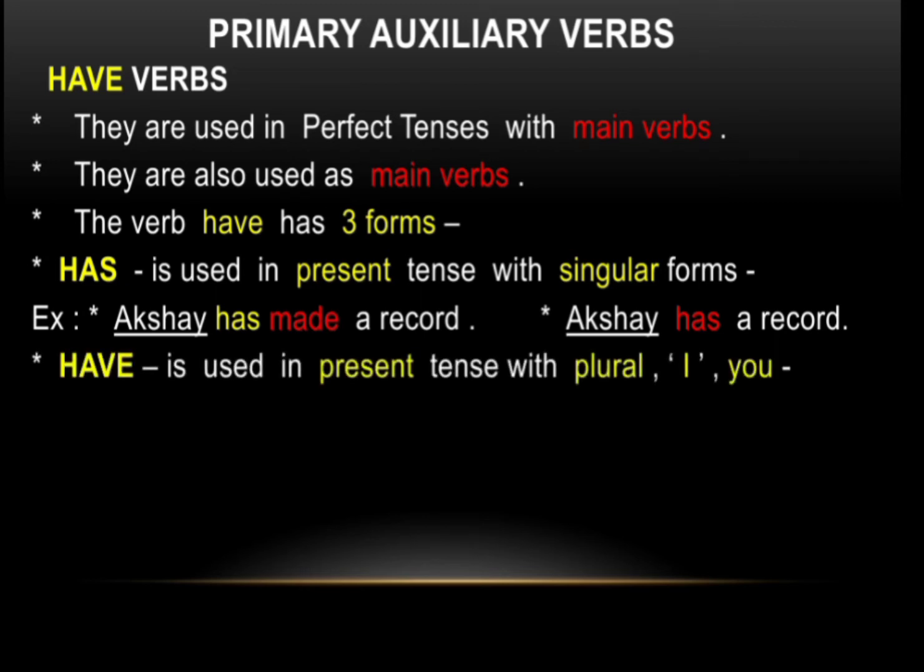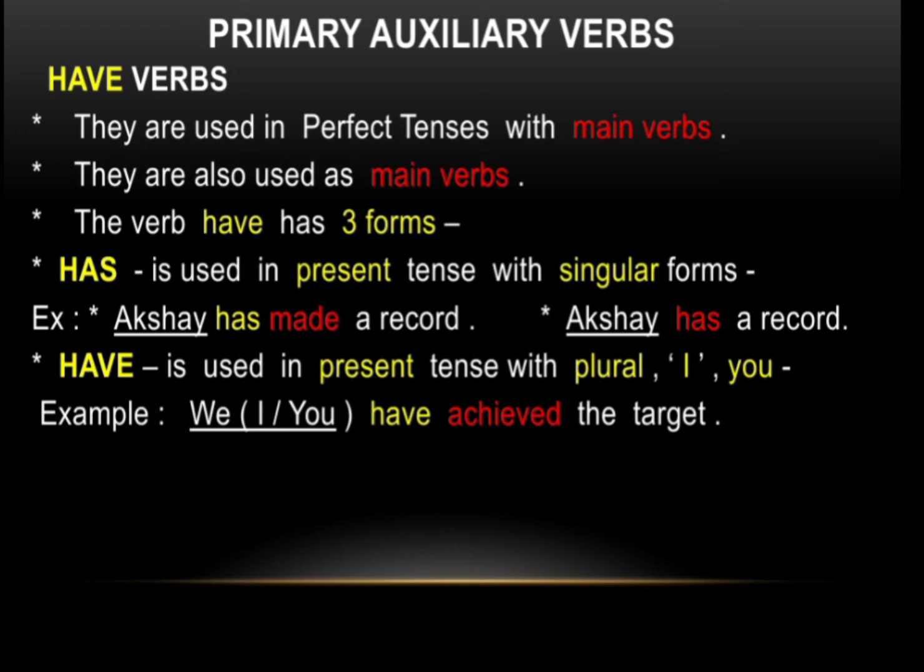Have is used in present tense with plural form or I or you. Example, we have achieved the target. Here, achieved is the main verb, have is the auxiliary verb. Since all these forms, that is we, I and you, are considered as plural forms, we use have. It can be written as we have achieved the target, or I have achieved the target, or you have achieved the target.